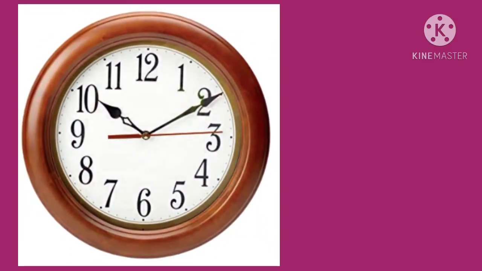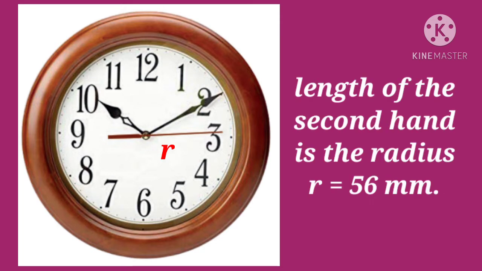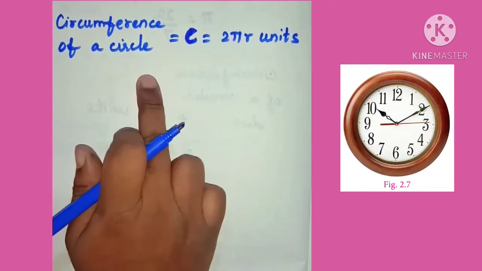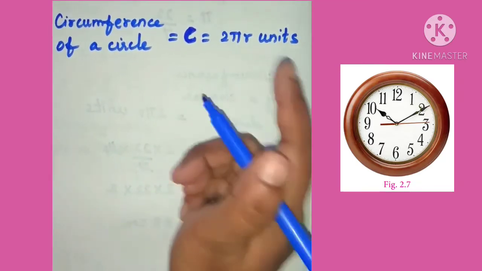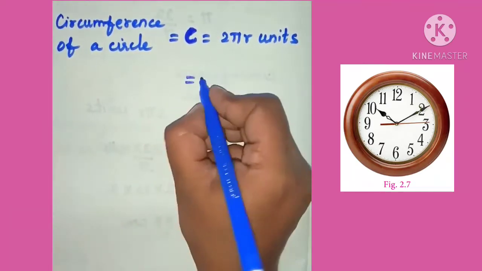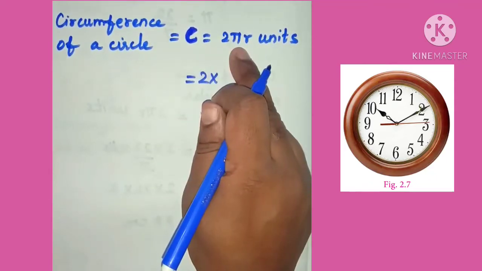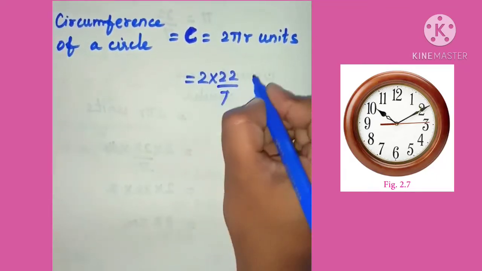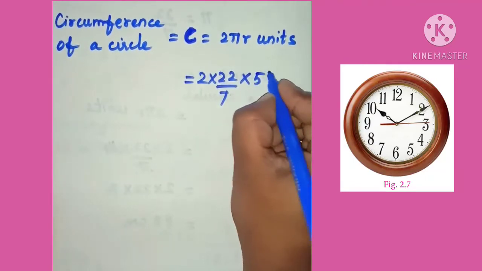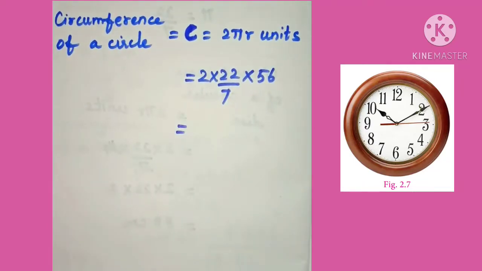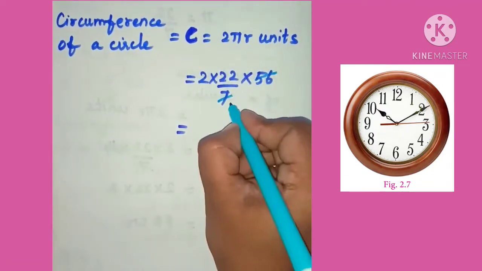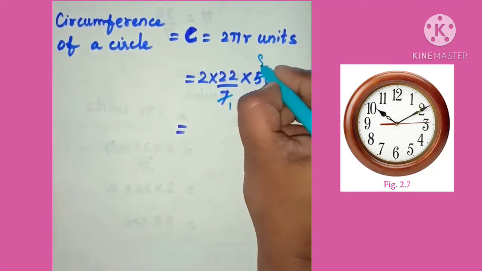Here the distance travelled by the tip of the seconds hand of a clock in 1 minute is the circumference of the circle, and the length of the seconds hand is the radius of the circle. So r is equal to 56 millimeter. Students, circumference of a circle is 2 pi r units. So now we have to find 2 into, what is the value of pi? That is 22 by 7 and r is 56. Now cancelling 7 and 56. Here it is 1 time and here in the numerator it is 8 times.